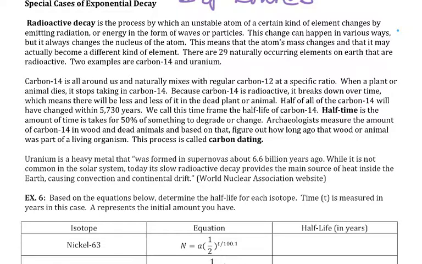And when a plant or animal dies, it stops taking in carbon. So it stops taking in any kind of carbon, including carbon-14. But because carbon-14 is radioactive, it will break down over time. So let's say you have a tree, and the tree has died. The regular carbon stays put, but the carbon-14 changes. It breaks down over time. So there will be less and less of it in the dead tree, or the dead plant, or dead animal.